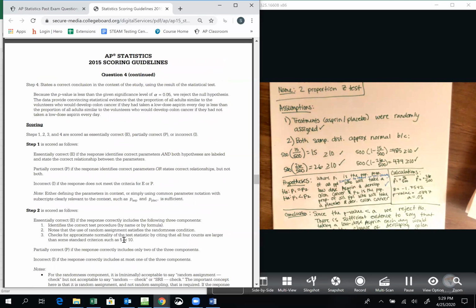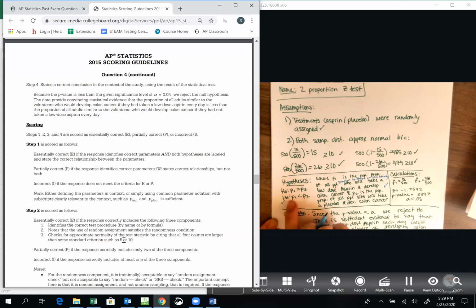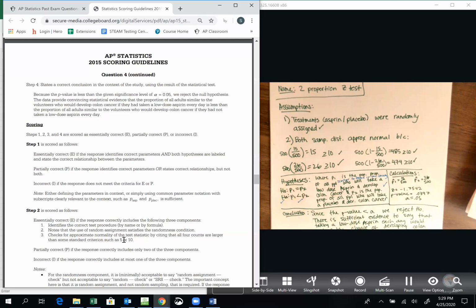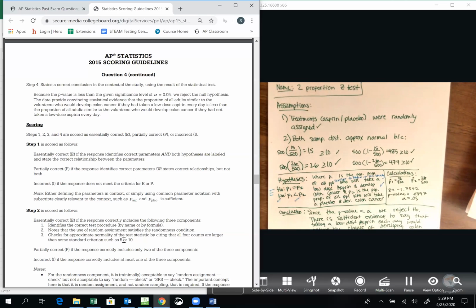So identified correct parameters and both hypotheses are labeled, so H0 and HA. And the correct relationship between the parameters, so P1 equals P2 and P1 is less than P2. You can also do it if you saw above P1 minus P2 equals 0, P1 minus P2 is less than 0, if you prefer. I don't know why you would prefer that at this point, but you can do that if you want. So essentially correct right now for the hypotheses if you have all 3 of those. Partially correct if you identified the correct parameters or stated the correct relationship, but not both.